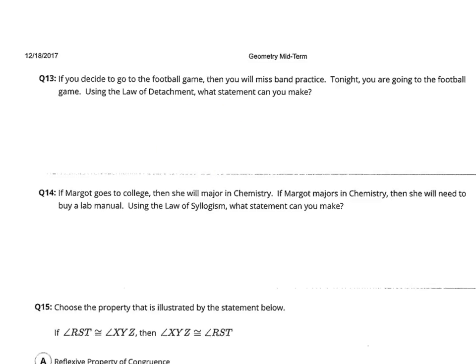In question number 14, we're going to use syllogism. So basically, we want to take out the part that repeats itself. So if Margot goes to college, then she'll major in chemistry. If Margot majors in chemistry, then she will need to buy a lab manual. So what can we conclude? Take out the parts that are doubled up and rewrite just using the parts that are left.